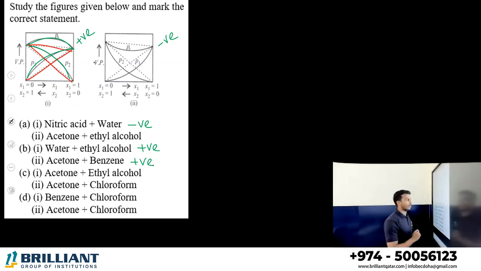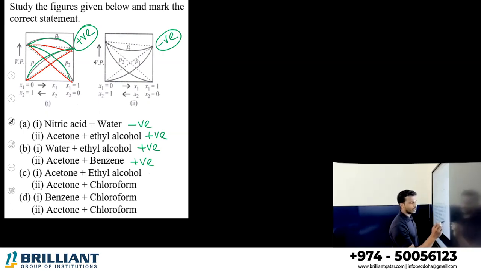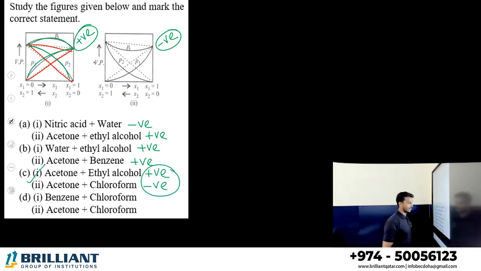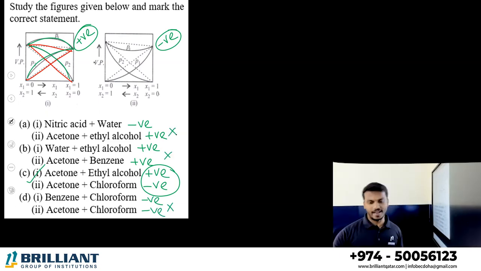Now let me tell you everything. Let me start from option number one. Nitric acid and water is negative deviation. Acetone and ethanol is positive deviation. No, we need positive deviation first, then negative deviation, correct. Then second pair, water with alcohol positive deviation, acetone with benzene also positive deviation. Acetone with ethanol positive deviation, acetone and chloroform, yes, this is our pair, option C is the correct answer. Benzene and chloroform we studied under negative deviation, acetone and chloroform also negative deviation. Okay, only option C is the possible answer.